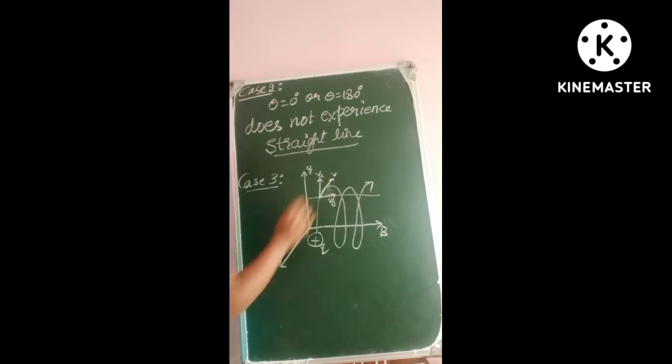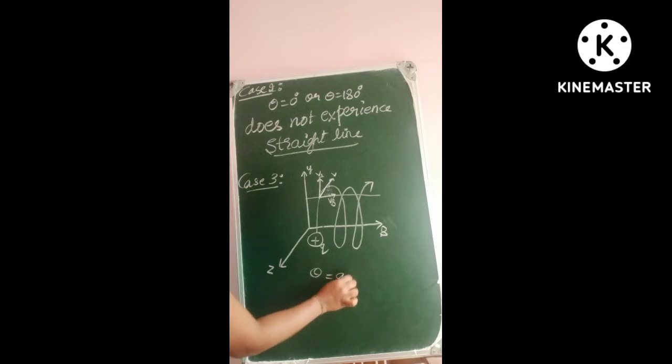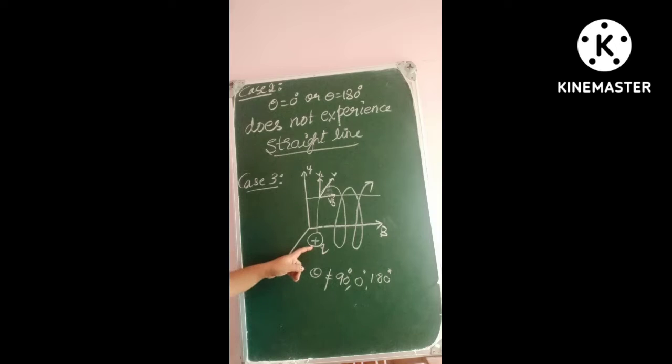Coming to the third case, this is when the charged particle is neither having the parallel motion nor the anti-parallel motion. That is, the theta value is not equal to 90 degree, 0 degree, or 180 degree. Then the charged particle Q follows a helical path. First it follows a circular motion, then it follows a helical path. On the x-axis we have the magnetic field, this is the y-axis and this will be the z-axis, and these are the three cases for motion of a charged particle in a uniform magnetic field.